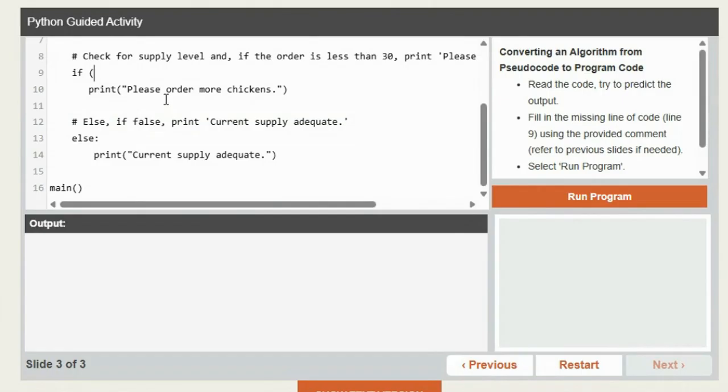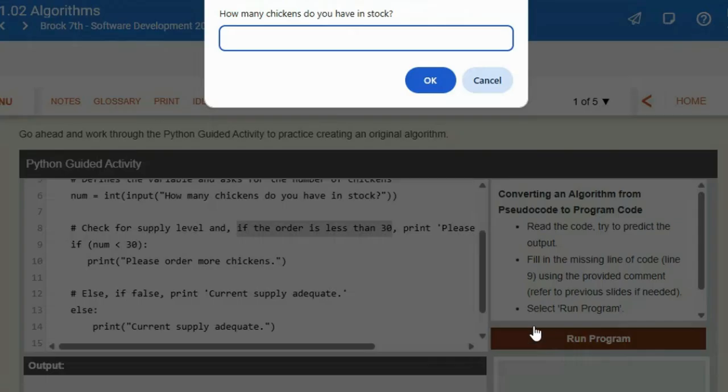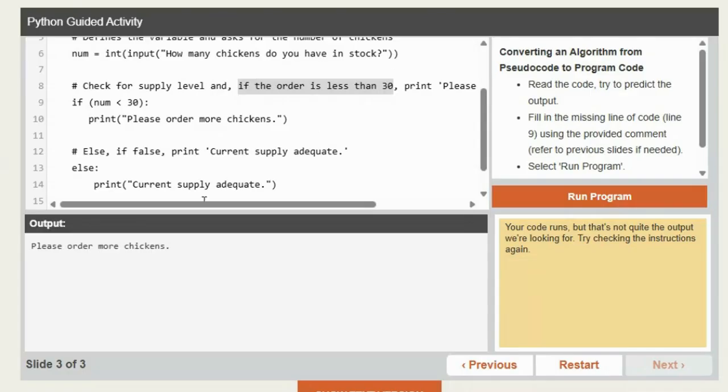If num is less than 30. Right, no, do I put a colon after an if statement? I think I do. If number is less than 30, because it says if the order is less than 30. So let's run that. Let's say we have 22 chickens. Please order more chickens. Good, because that's less than 30. It should have asked us to order more chickens.